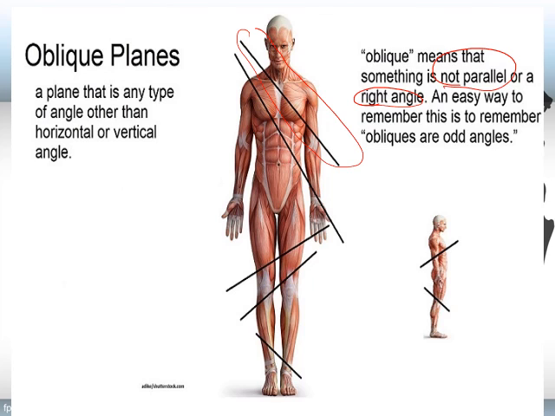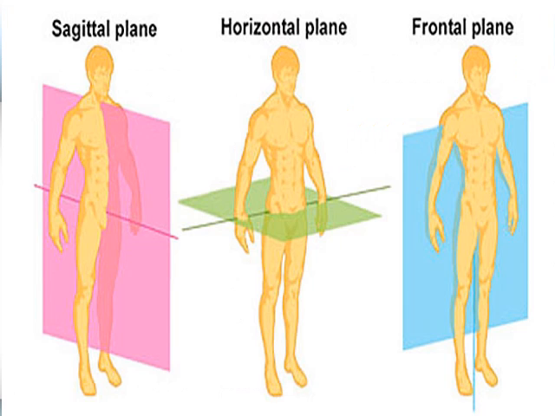An easy way to remember oblique: O for odd. It is not 90 degrees. It is not a right angle. Again, an oblique plane is a plane at any type of angle other than horizontal. Right, if horizontal is this one, sorry, horizontal is this one and vertical is this one. So, if it is not horizontal and not vertical, that is an oblique plane.